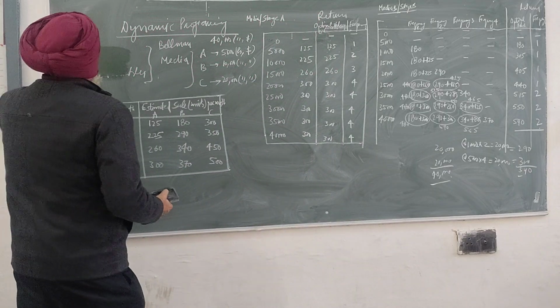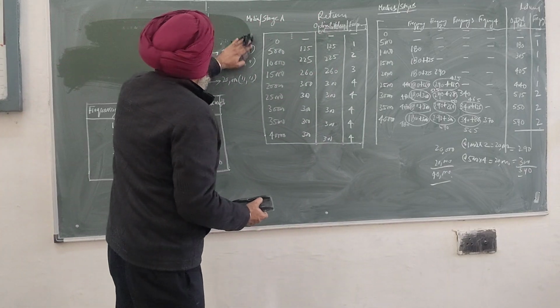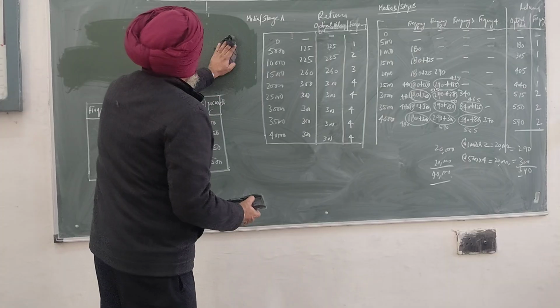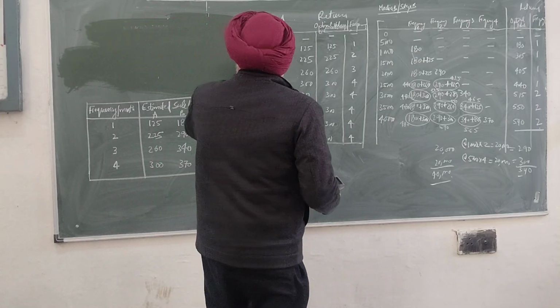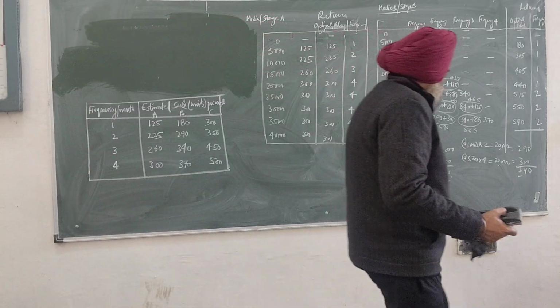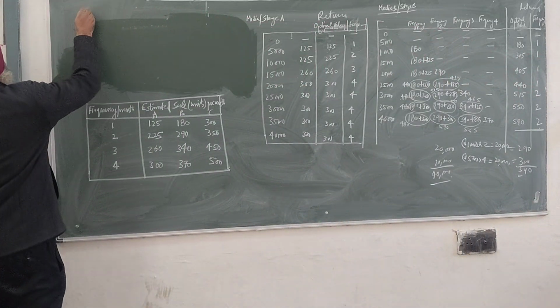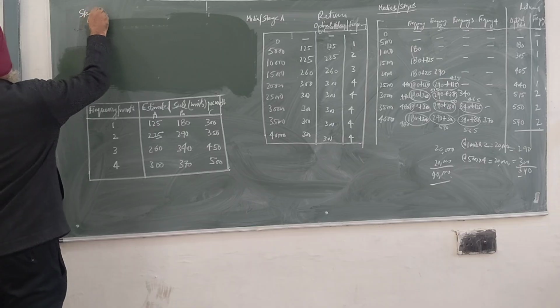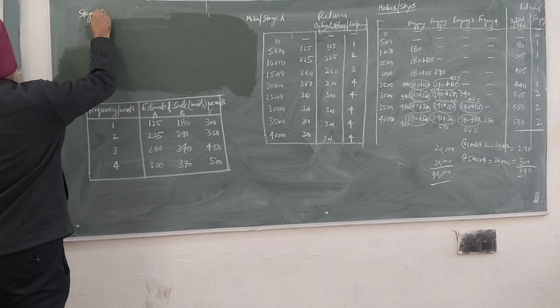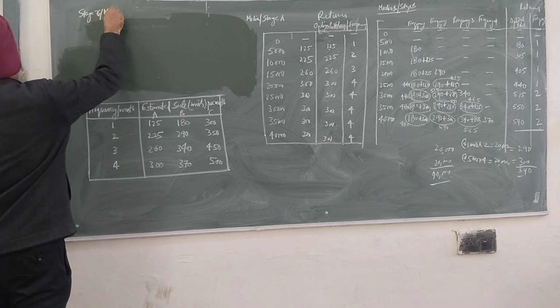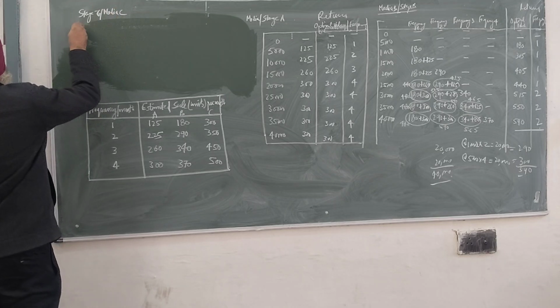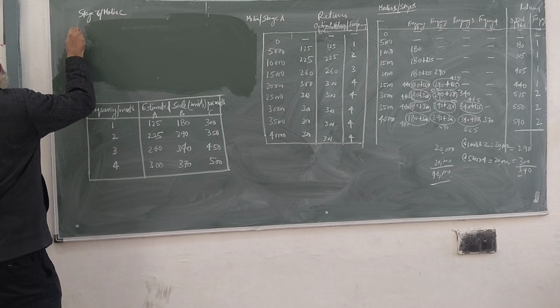I will rub this out here and make use of this space. Then we will interpret all the results. Now, this is stage 3, or media stage C, or media C, whatever you want to say. Now, again do the comparison.